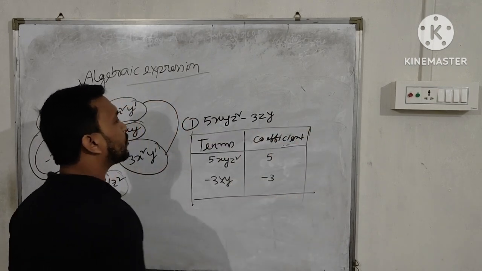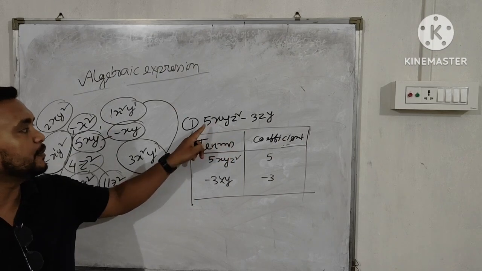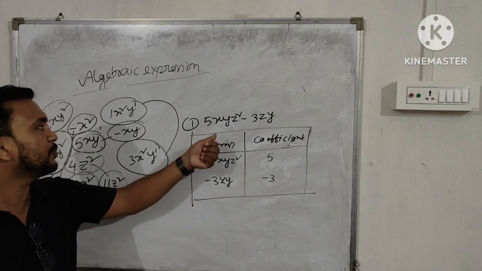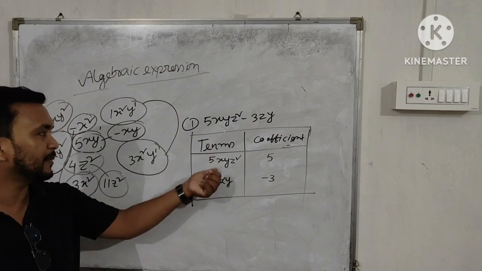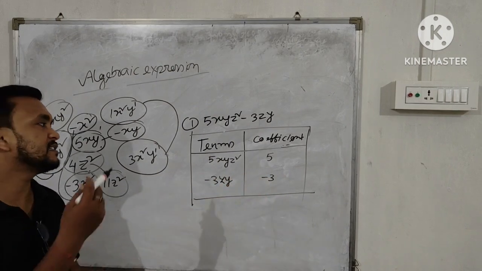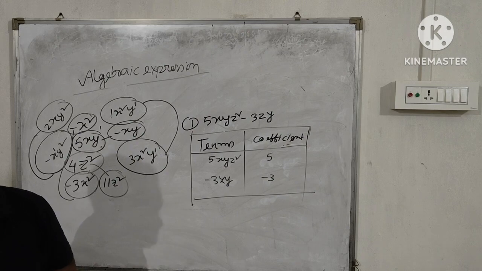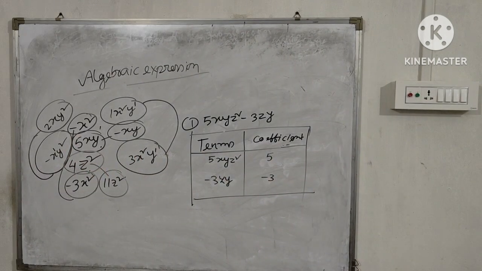If the question asks what is the coefficient of z square, then you write 5xy. If it asks what is the numerical coefficient of y, then you write 5. Here nothing is specified, it simply says write the term and the coefficient. In such a situation you have to write the numerical coefficient. Understood? Write.